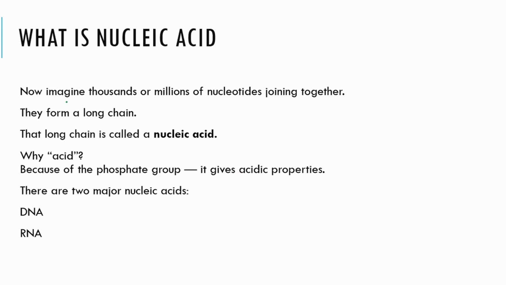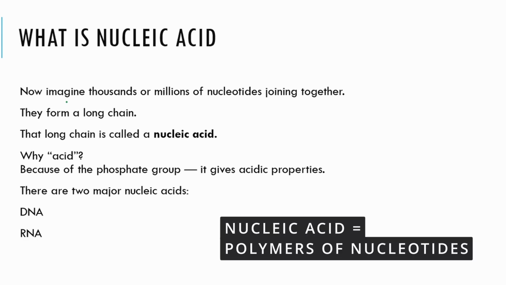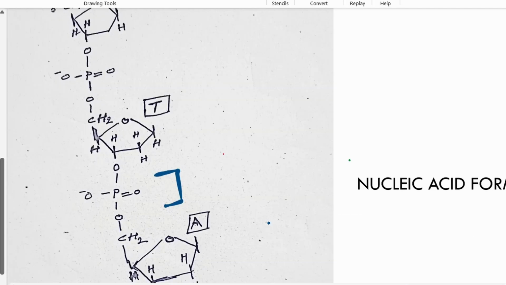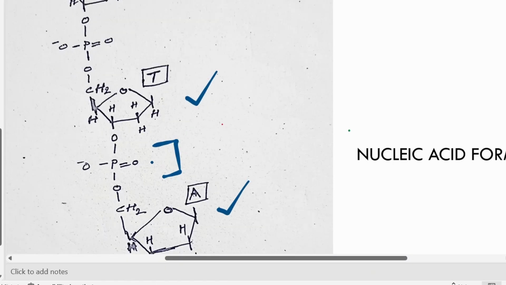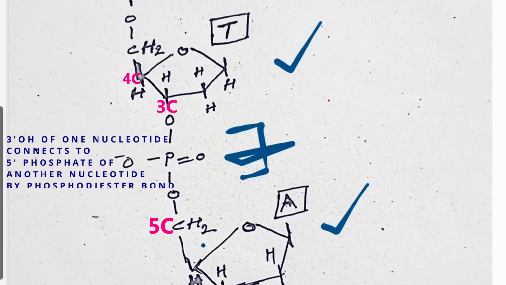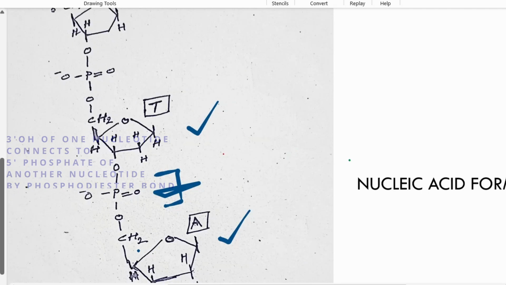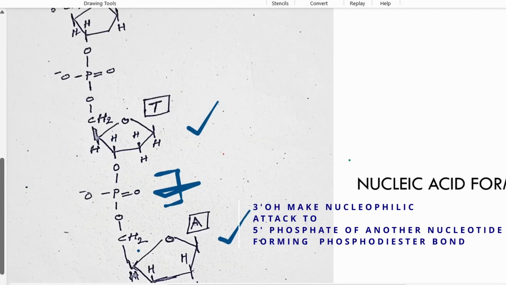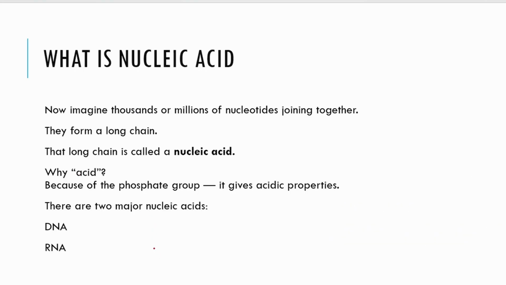Now, a nucleic acid is a long polymer made up of many nucleotides joined together. As you can see here, there is one DNA nucleotide and there is another nucleotide, and they are connected by the phosphodiester bond. It is the first carbon, second carbon, and this is the third carbon. This bond is formed between the 3' OH group of one nucleotide and the 5' phosphate of another nucleotide, and this creates the sugar phosphate backbone, and that's why DNA synthesis always occurs in the 5' to 3' direction. Now why is it called acid? Because of this phosphate group, which gives acidic properties.